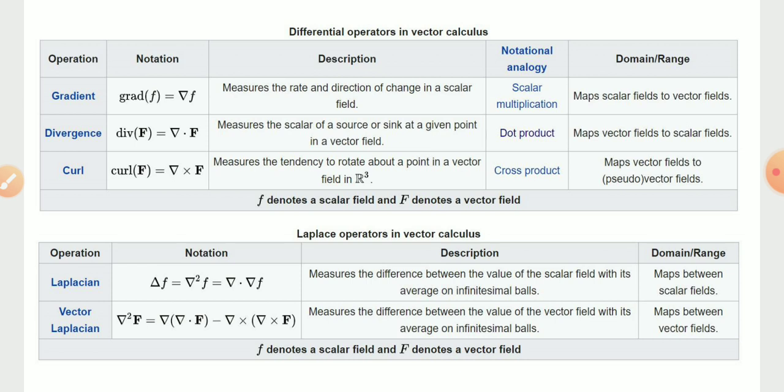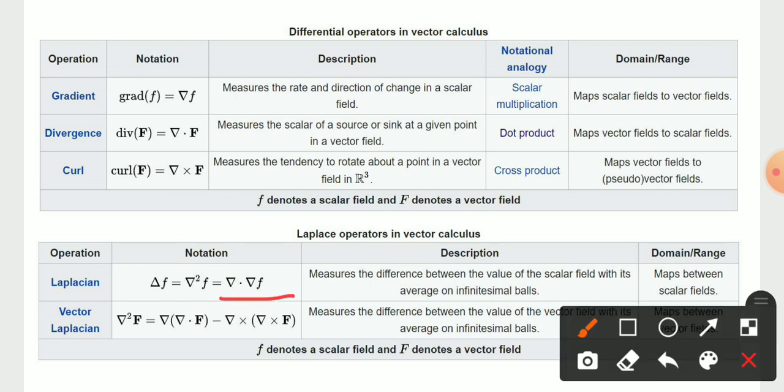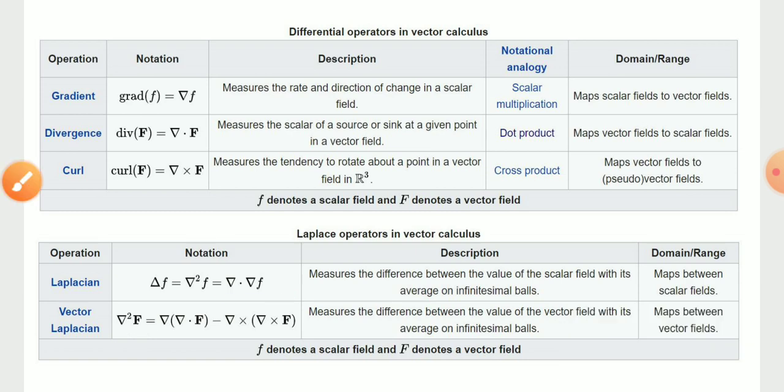Now the Laplacian operator is defined as the del dot of the gradient of the function f. For the vector Laplacian form, this is defined as del square of f, that is, del dot del of f. So this will be defined as the vector Laplacian form.